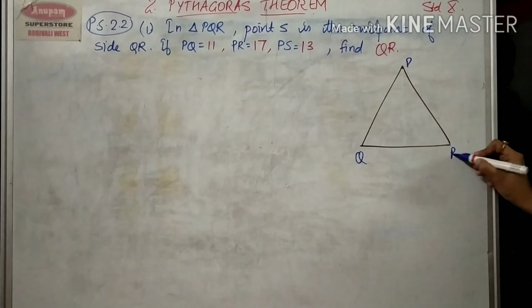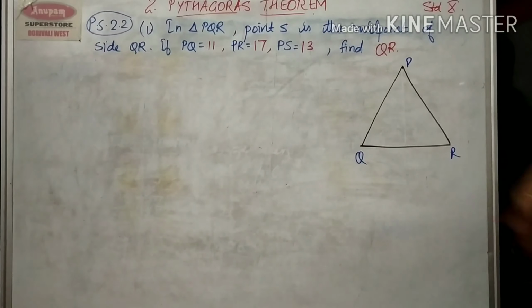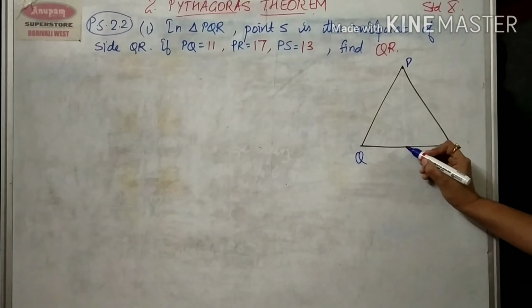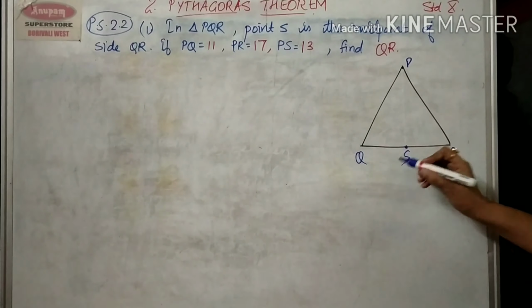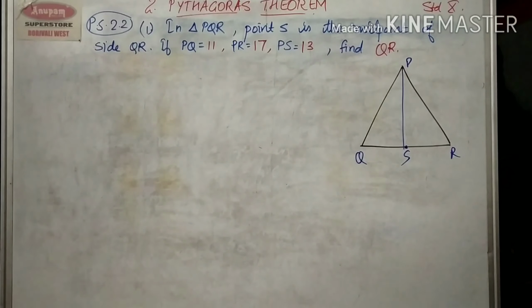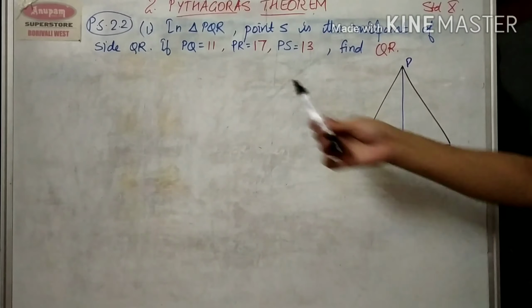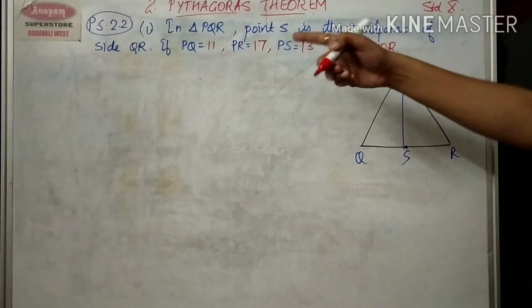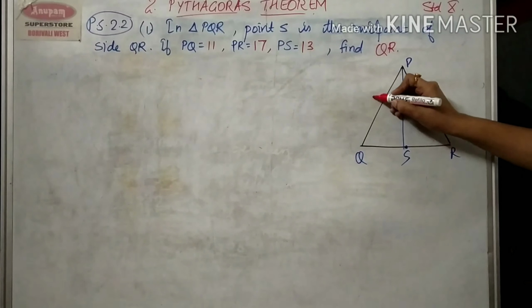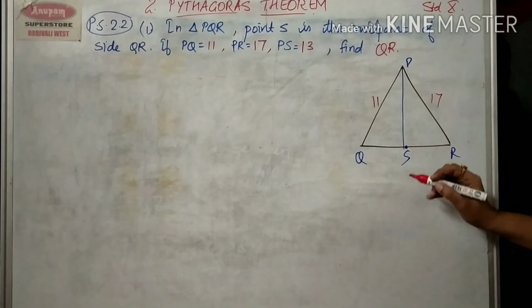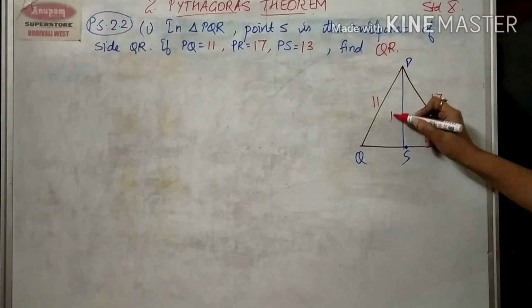PQR. There. S is the midpoint of side QR. So this is a side QR, and suppose if S is the midpoint, then I'll draw a line here. Okay. Then there are certain lengths of certain sides given to us, 11, 17, and 13. Let us write those. PQ is equal to 11. PR is equal to 17, and PS is equal to 13.